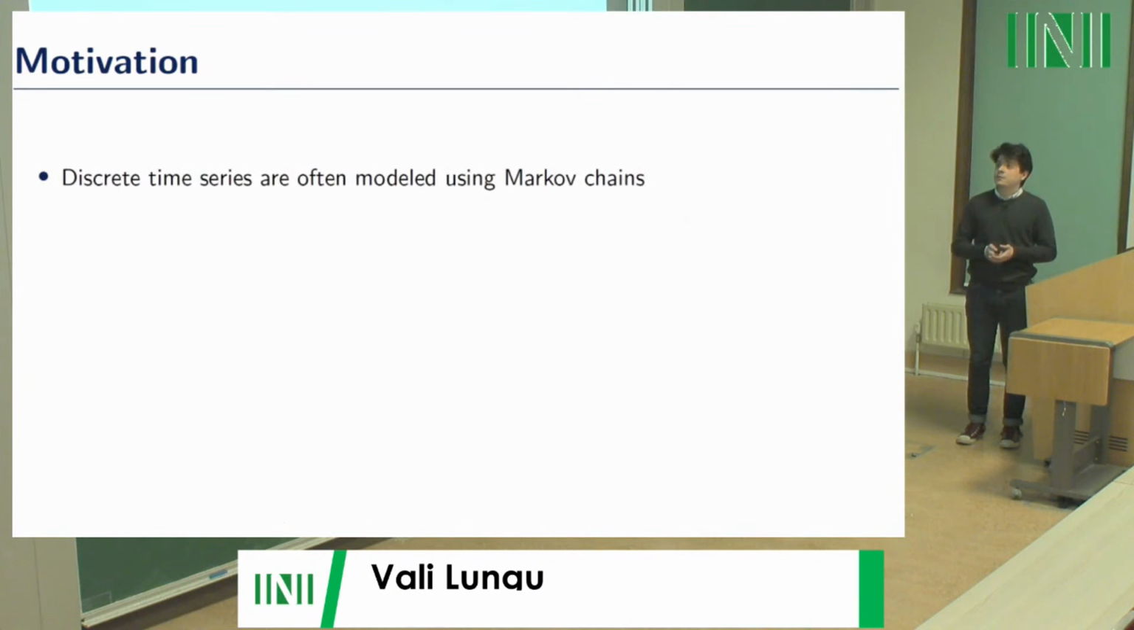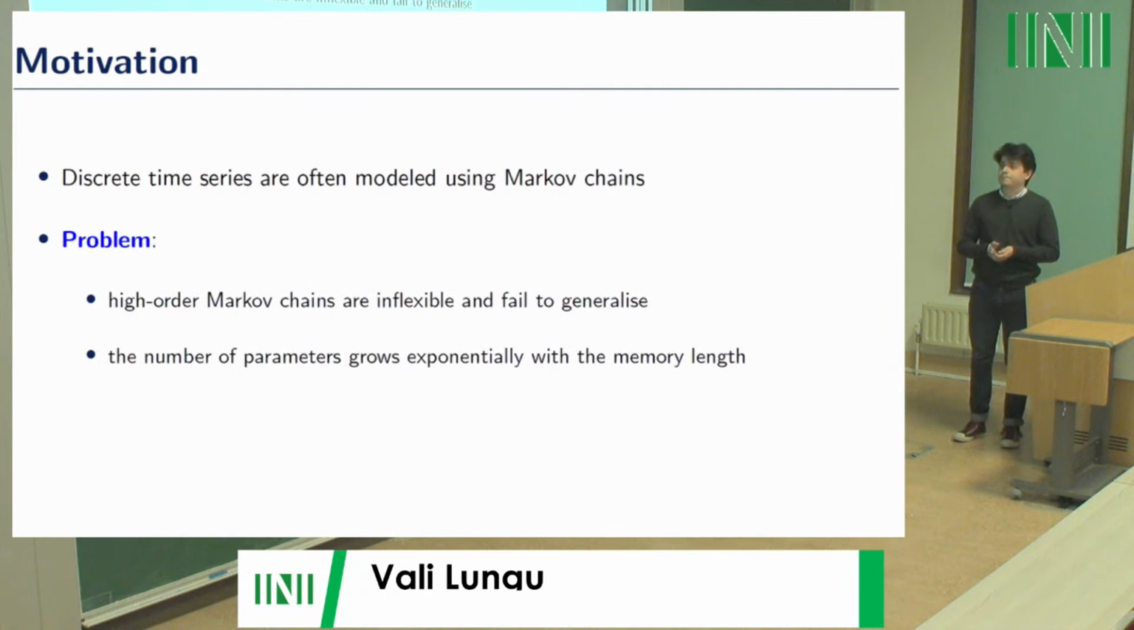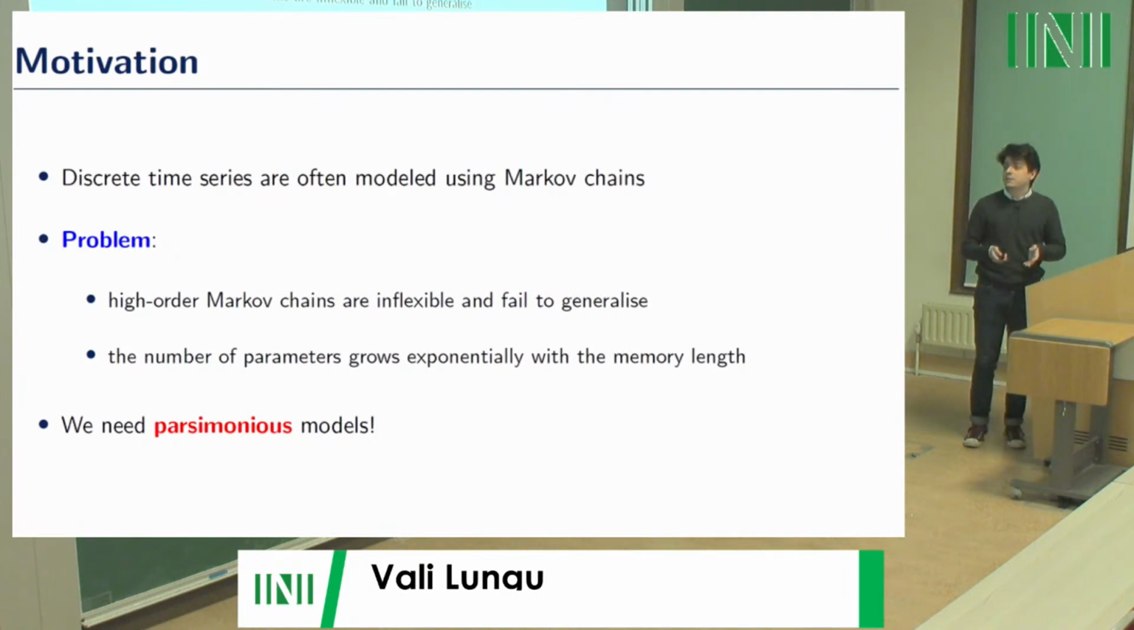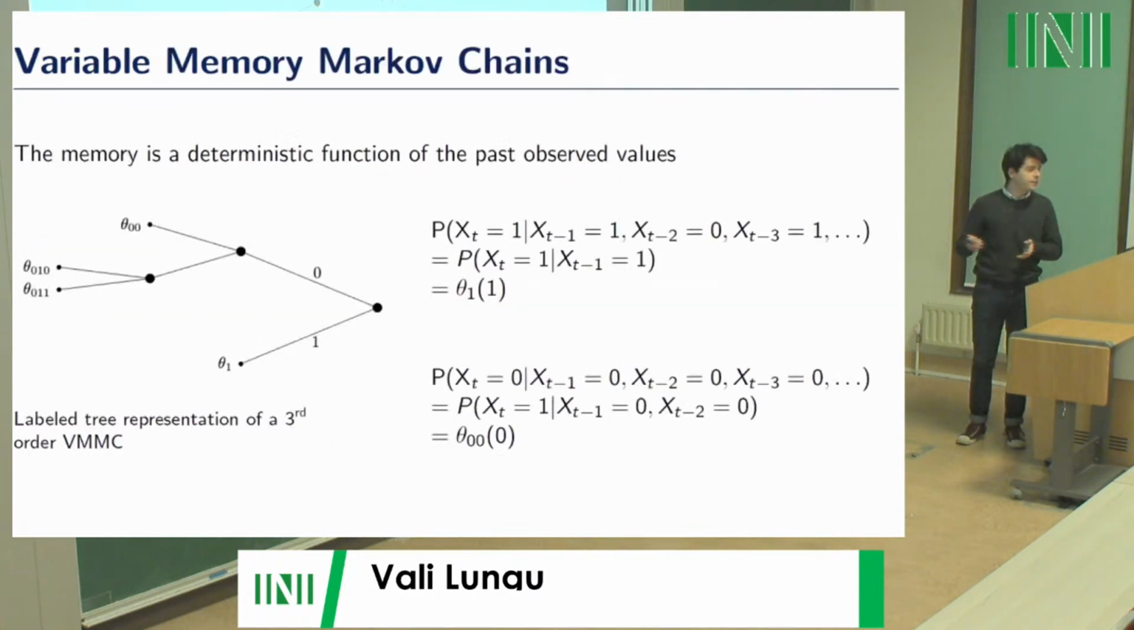In practice, biologists often model discrete time series using Markov chains. But the problem with this kind of modeling is that high-order Markov chains are inflexible and they usually fail to generalize, mainly due to the fact that the number of parameters grows exponentially with the memory length. So this is why, throughout this project, we try to use only parsimonious models. And we're going to use the so-called variable memory Markov chains, or in short, the VMMC models, which is basically a sparse high-order Markov chain. So let's see how it works.